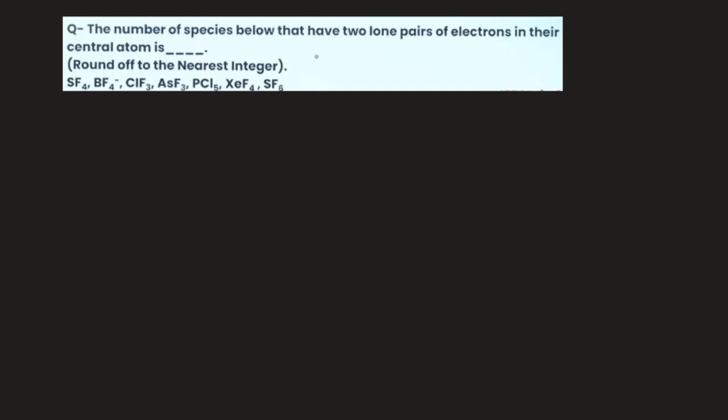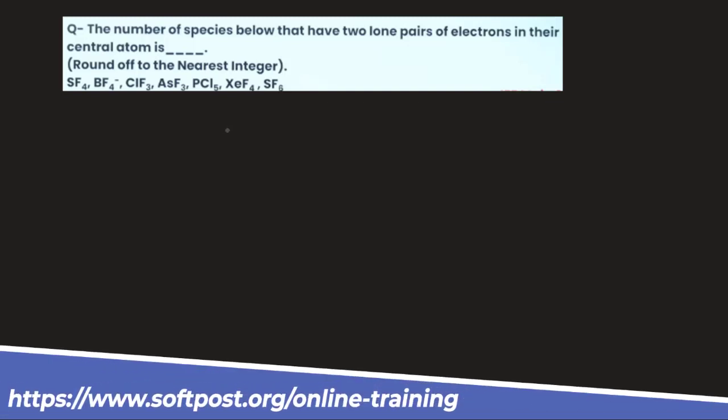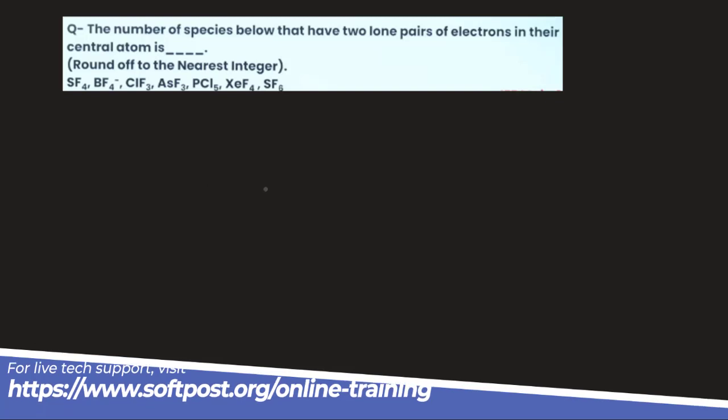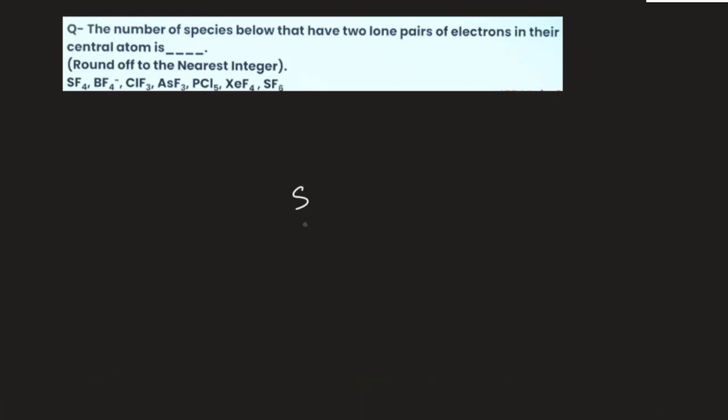Number of species below that have two lone pairs of electrons in their central atom is. So what we have to find is lone pairs on the central atom. So if you look at the SF4, what will be the central atom?